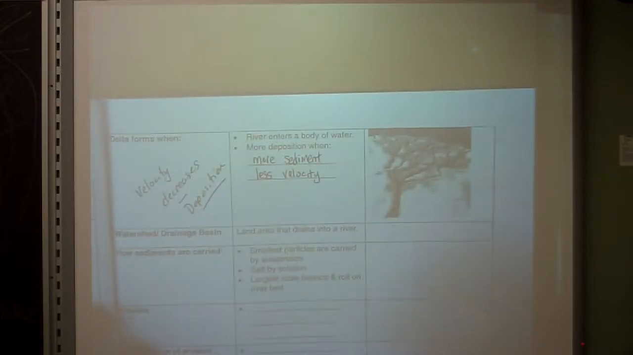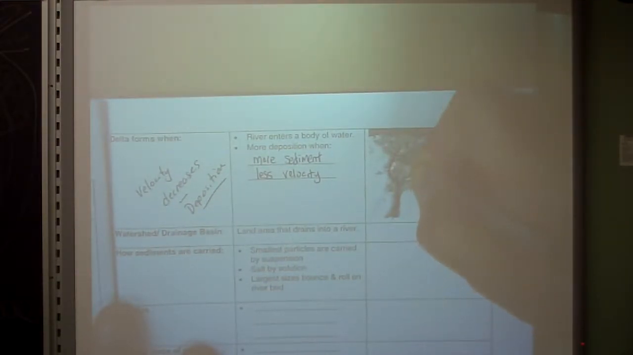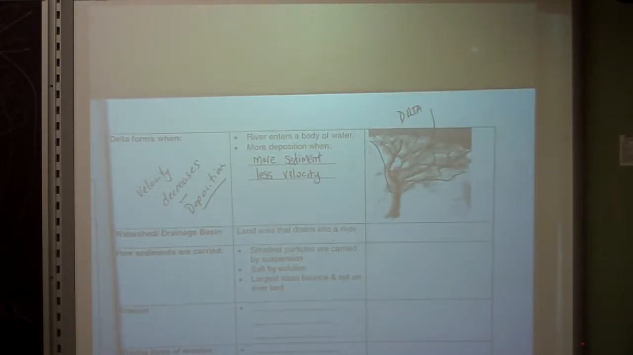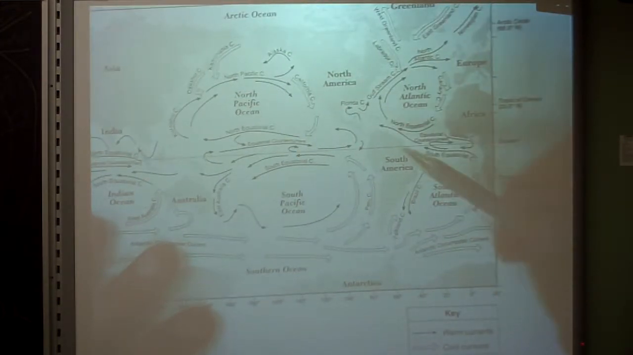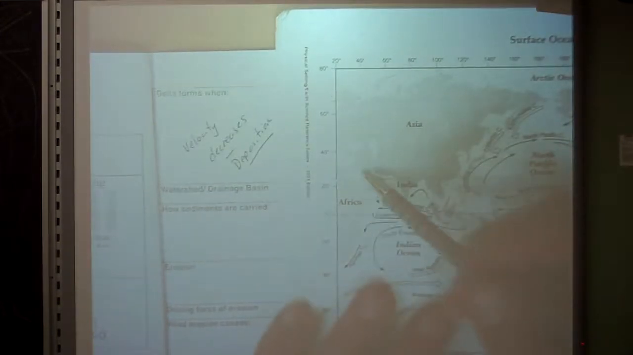So what a delta is at the end of the river, so here's the river flowing here, the river tends to start to slow down and branch out like this, and because it's slowing down, it's going to drop materials, and we're going to get almost like a triangle-shaped formation that we call the delta. And the most famous delta is the Mississippi Delta, and the Nile Delta. The Mississippi Delta is going to be found down around here, and the Nile Delta is found right around here.